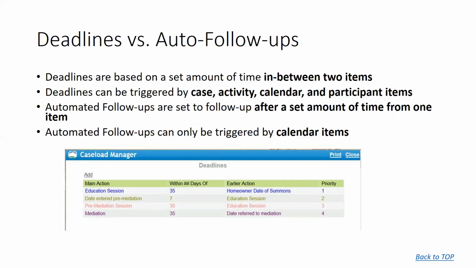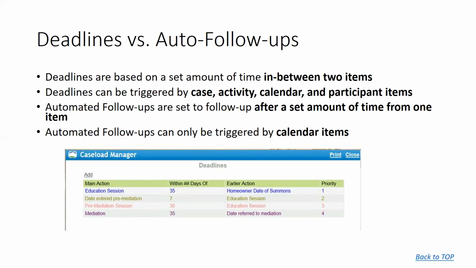Okay, let's walk through another example. Number 2. So let's say we have an education session. And what we're looking at right now, everybody, these are custom case fields that have been set up. So homeowner date of settlement, education session, date referred to mediation. Those are all custom calendar items and custom case fields that have a date in them. And so I haven't covered that yet. So don't worry if you're lost, because I haven't talked about it yet. So these will all be triggered by dates that you can set up. And you're saying, has date 1 happened within the right amount of time before date 2?